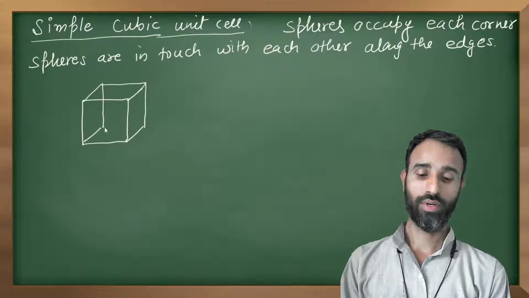So in a simple cubic unit cell, spheres are occupying each corner. And each corner is shared by how many unit cells? Each corner is in touch with how many unit cells?